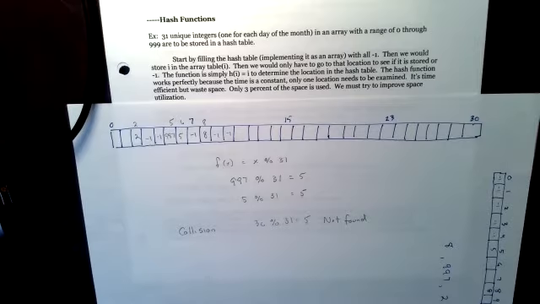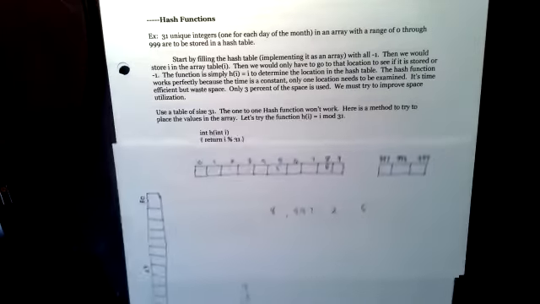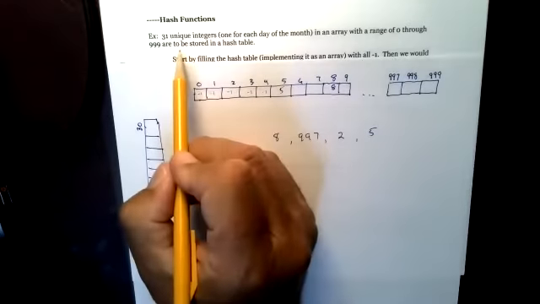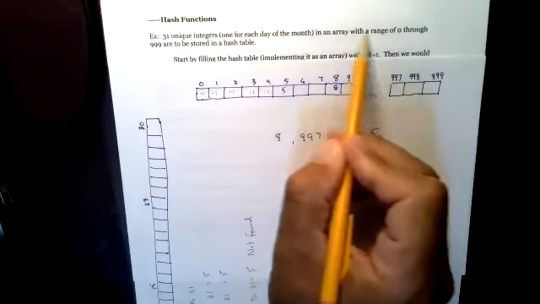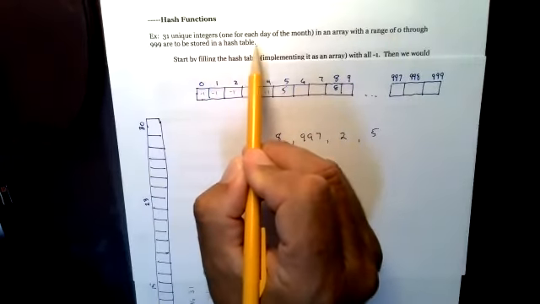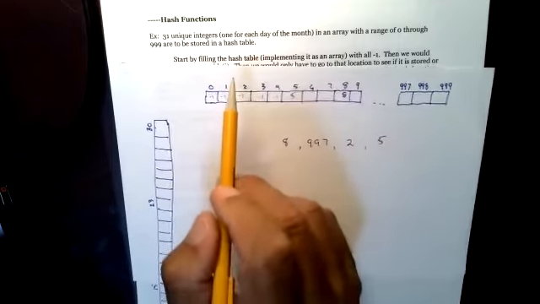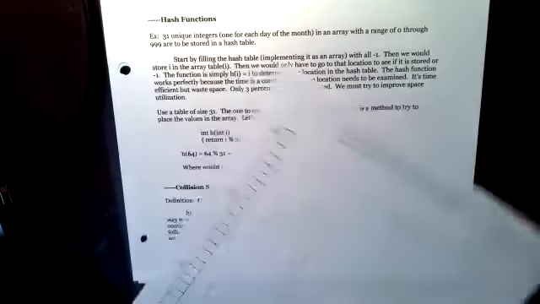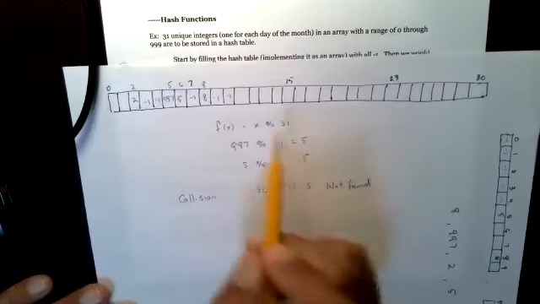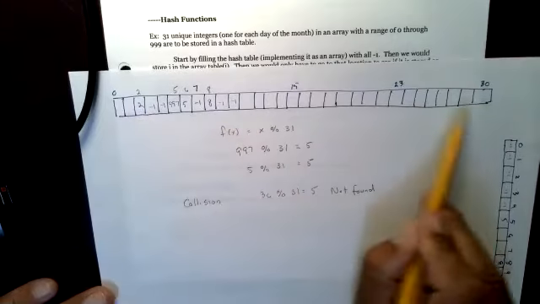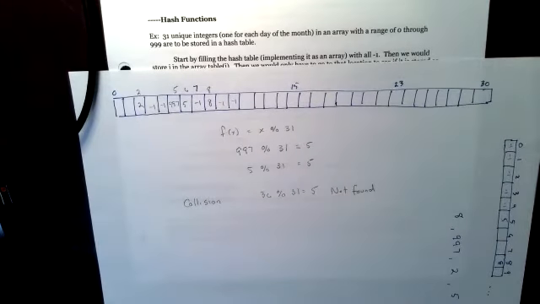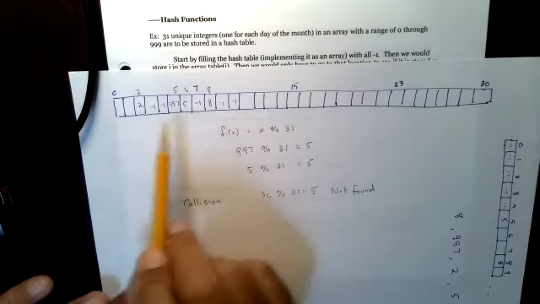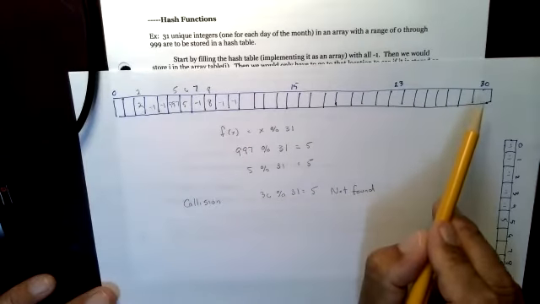Now, how many numbers did I say I wanted to store in this list? When I first started, I said 31 unique integers in a range from 0 to 999 to be stored in a hash table. So, when I get into here, how many numbers am I filling this up with? 31, right? Which means I'm not wasting any memory, am I?